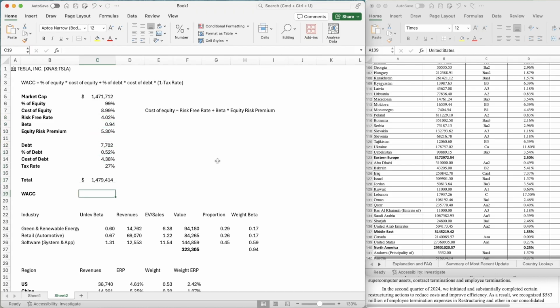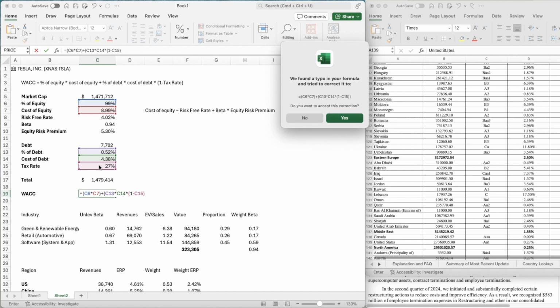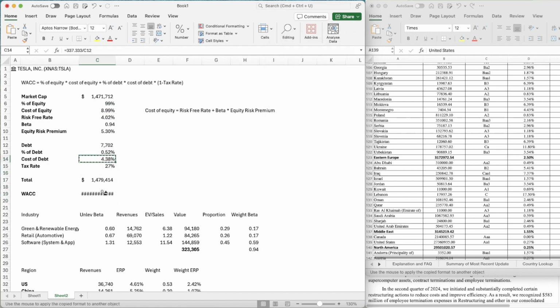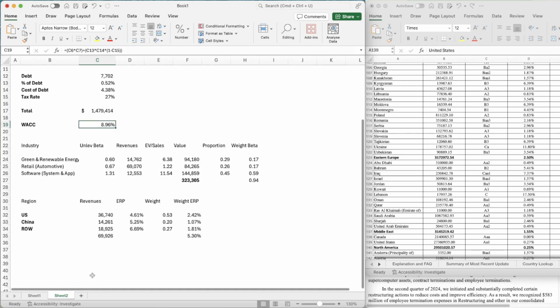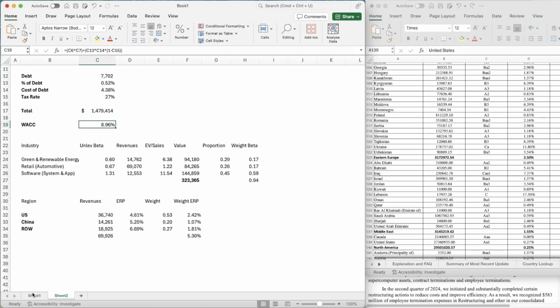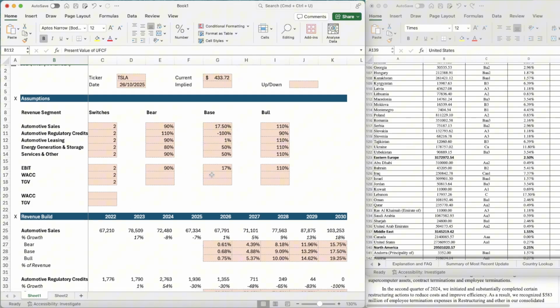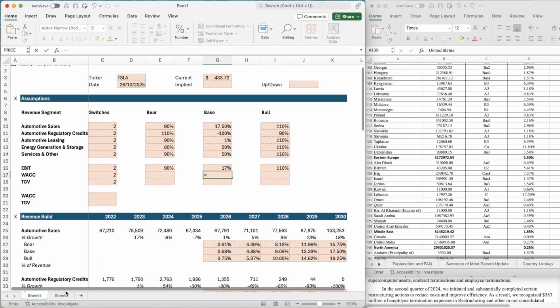Okay, so the WACC, we're just going to do this. Go equals, let's do it in brackets to separate the two, the equity and the debt. We go percentage of equity multiplied by the cost of equity, close brackets, plus your percentage of debt multiplied by your cost of debt multiplied by 1 minus the tax rate. Just format it, 8.96. So the WACC we're saying is 8.96%, which seems like it's quite low for a company like Tesla, but I guess because it doesn't have that much debt, it's mainly equity.